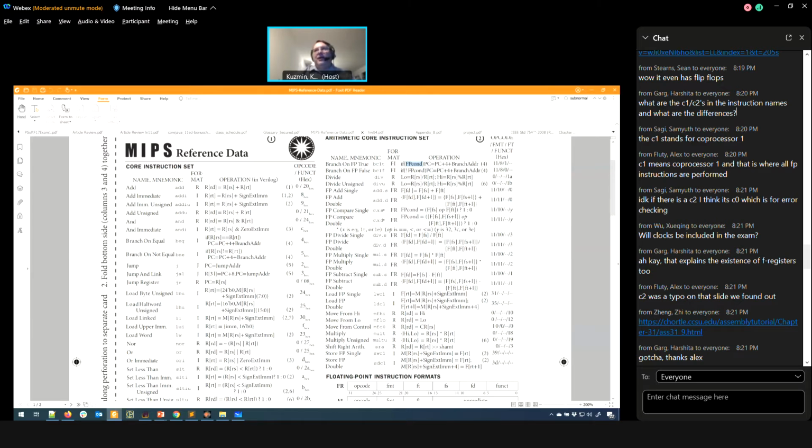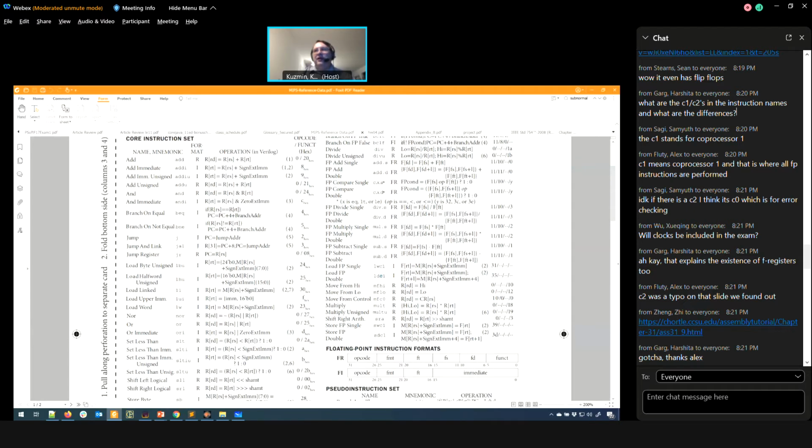And that's really all that we need. We want to branch depending on whether this flag is 1 or 0. So here C1 is coprocessor 1. It means it's our floating point coprocessor. And then there are a couple other places where we see the C1 load word, load double word. Things like that.